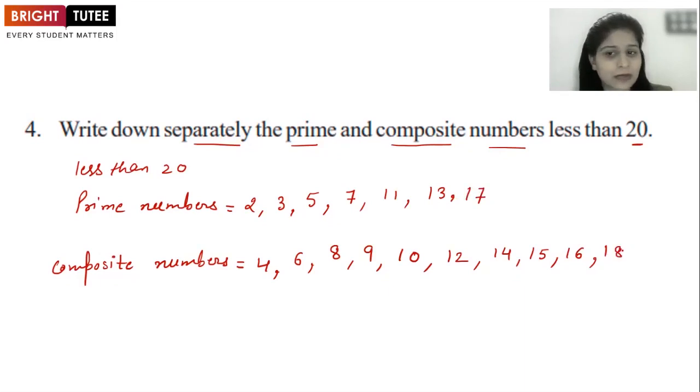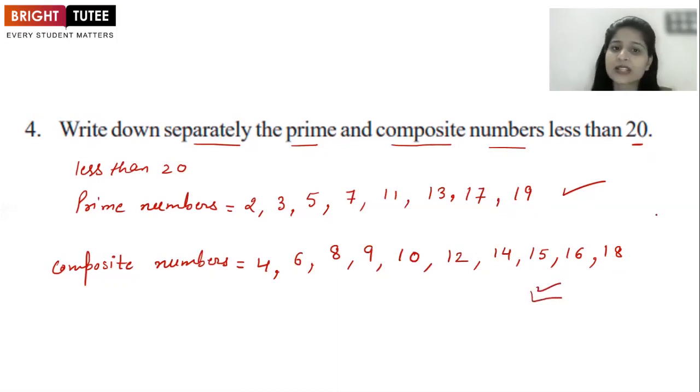18 is not a prime number because 18 is divisible by 1, 2, 3, 6, 9 and so on. So starting with 19, 19 is a prime number. It is not divisible by any other number other than 1 and 19. So 19 is a prime number. Less than 20 means we don't have to include 20. So these are the prime numbers listed here and these are the composite numbers listed here. So that's all we had to do in the question. Let's move to the next one.